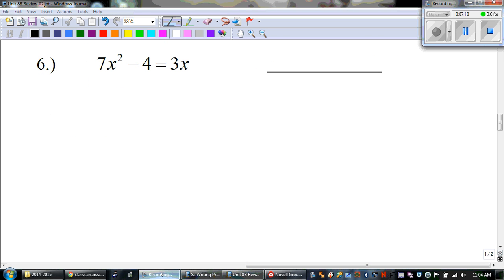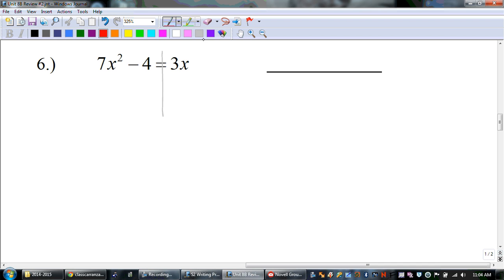Okay, number 6. Is it set equal to 0? Nope, we gotta do that first. So I'm gonna subtract the 3x over, and we get 7x squared minus 3x minus 4 equals 0. There's no GCF. I can multiply a times c and try to think of numbers that multiply to get to negative 28 and add to get to negative 3.